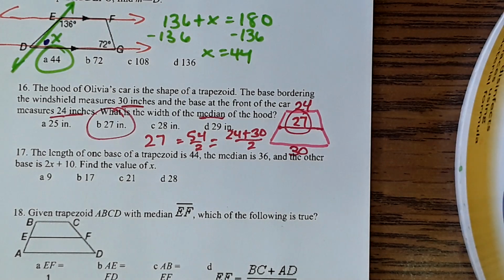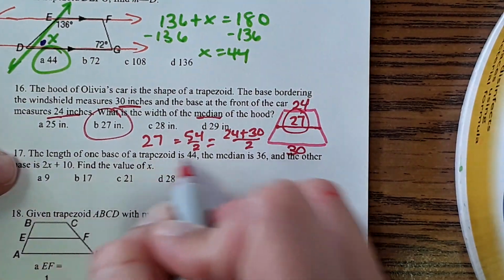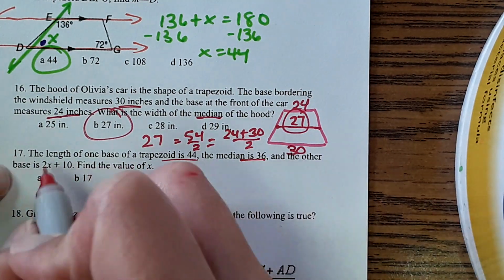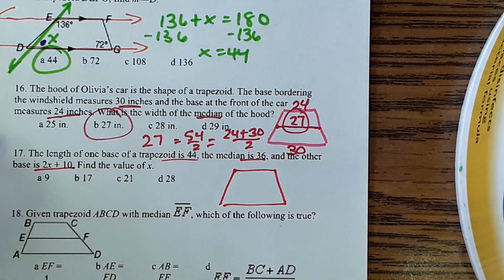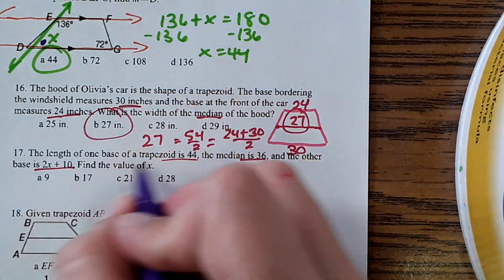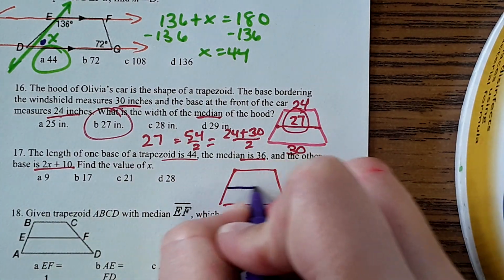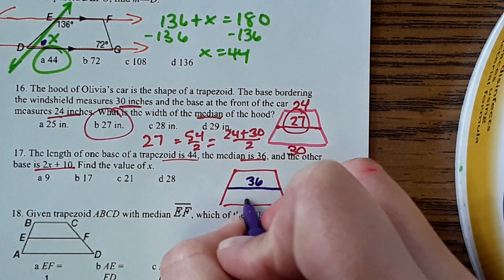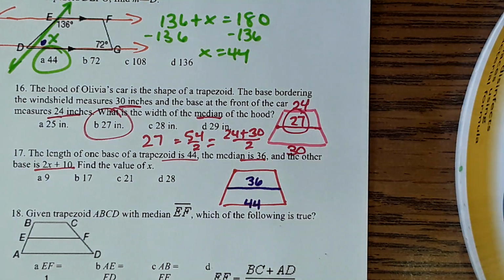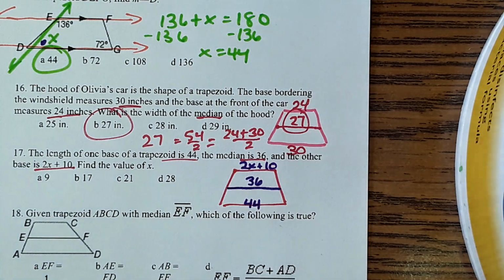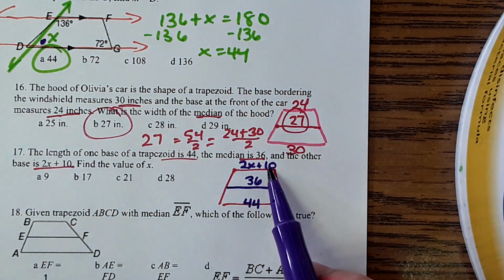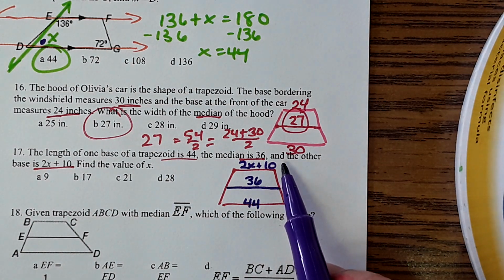Number 17 is another mid-segment one. It says the length of one base of a trapezoid is 44, the median is 36, and the other base is 2x plus 10. So again, just drawing out a trapezoid. The length of one base is 44, the median is 36, and this part right here is 2x plus 10. What I would do is find this length here and then put that length equal to the expression to solve for x.